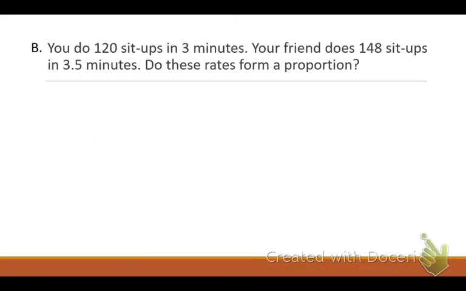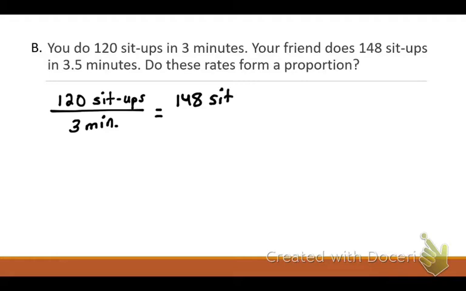Let's do another problem together. You do 120 sit-ups in 3 minutes. Your friend does 148 sit-ups in 3.5 minutes. Do these rates form a proportion? All right, so first things first, we're going to start writing a proportion. 120 sit-ups in how many minutes, guys? 3 minutes. What do you think I need to do now? Equal sign. Good job. We're trying to see if they're proportional, so I'm going to put an equal sign. Your friend does how many? 148 sit-ups in 3.5 minutes.